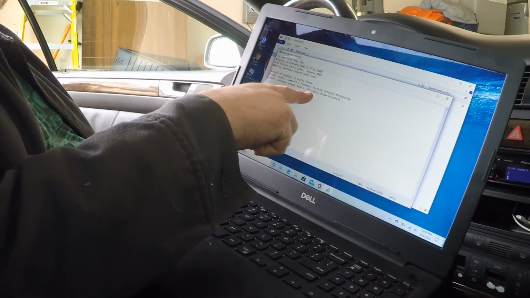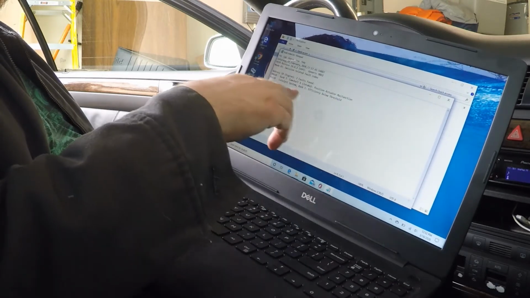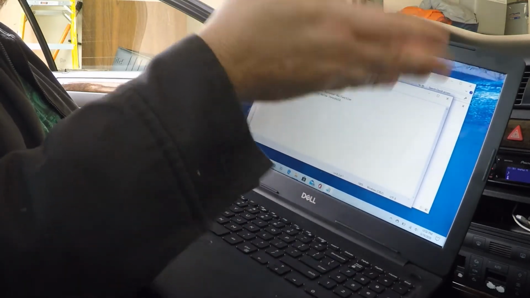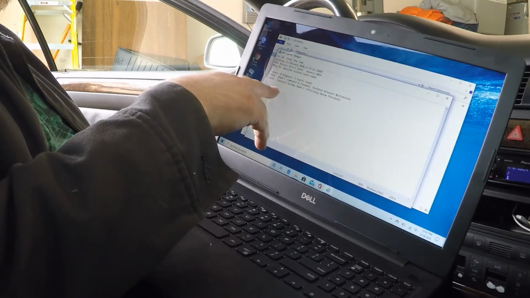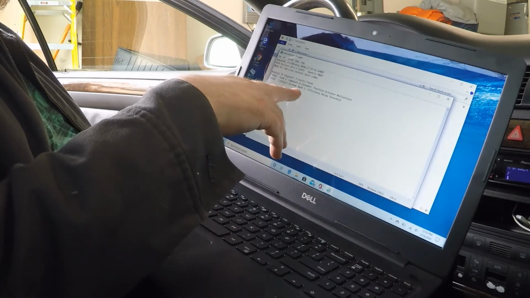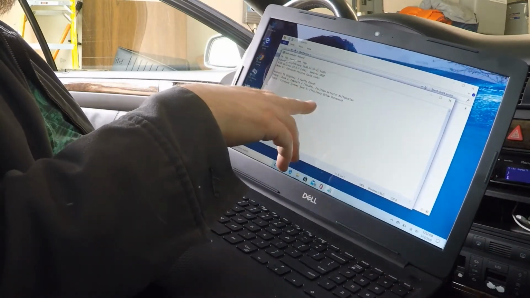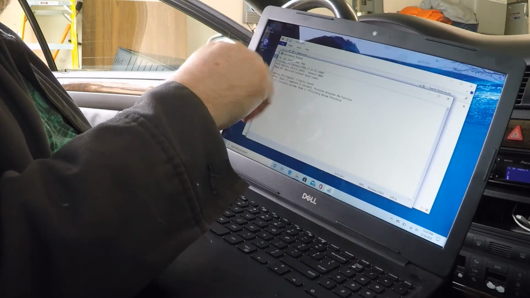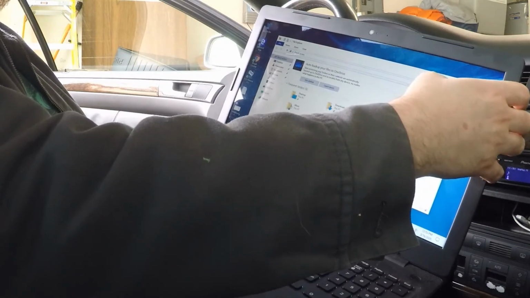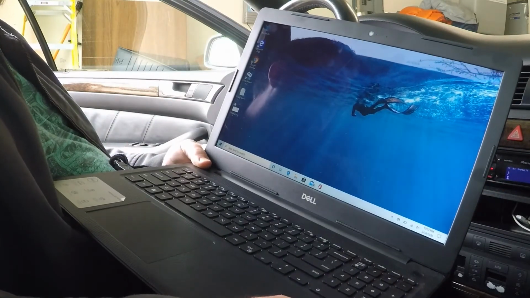Catalyst system, bank 1, efficiency below threshold. So this was the other error that I had tackled with the exhaust, and I'm going to go through and explain what happened with that. But it's a P0420, and it's in bank 1, so it was on the passenger side. And yeah, that was pretty bad. So if we fix the sensor issue, I can move on to the exhaust, and I can explain to you what we did for the exhaust.